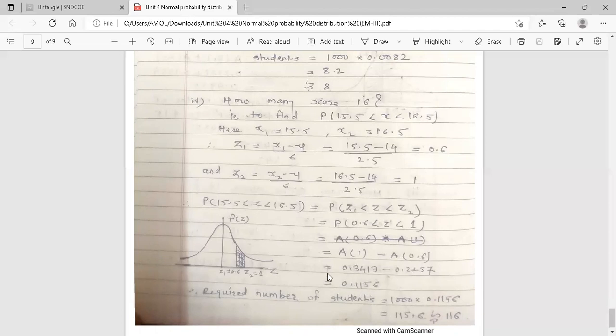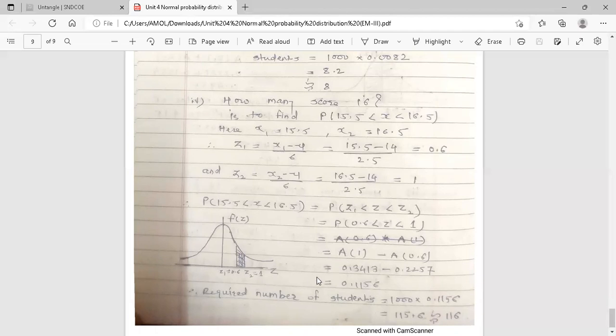We are subtracting areas because Z1 and Z2 both are positive. They both lie on the RHS of the normal distribution curve, and we have to subtract the area of the smaller one from the area of the bigger one. So we have the probability between Z1 and Z2, and it is equal to 0.1156.